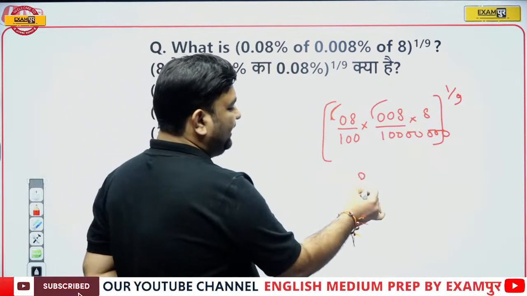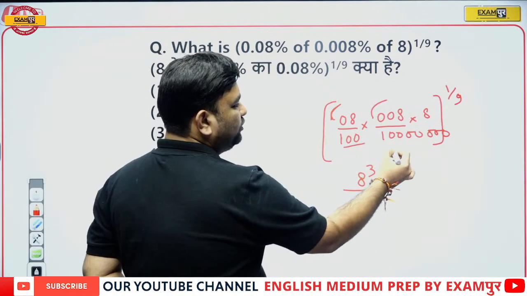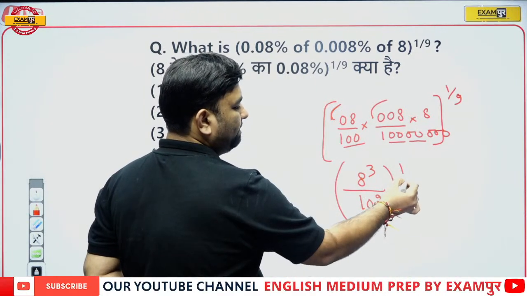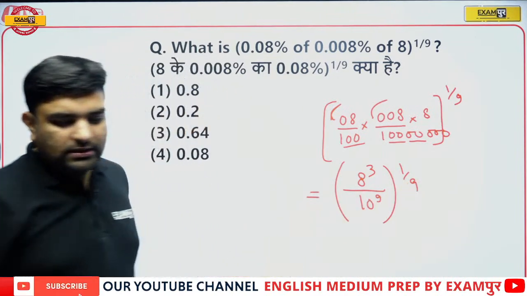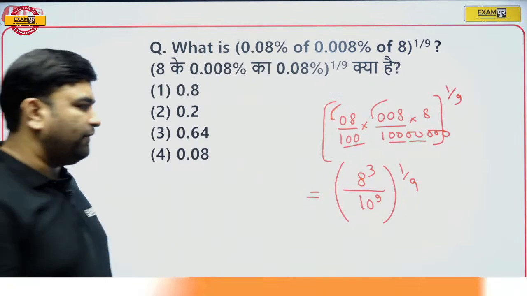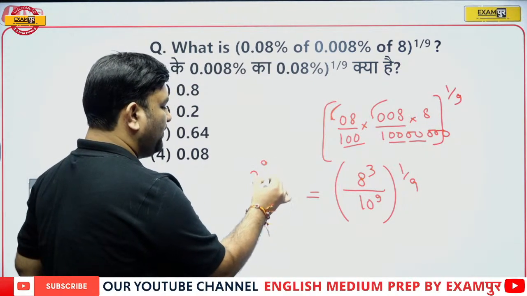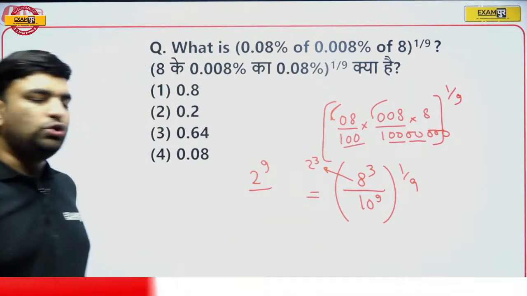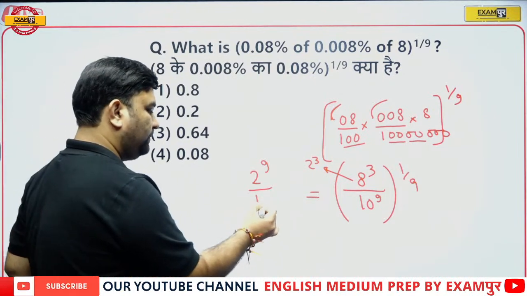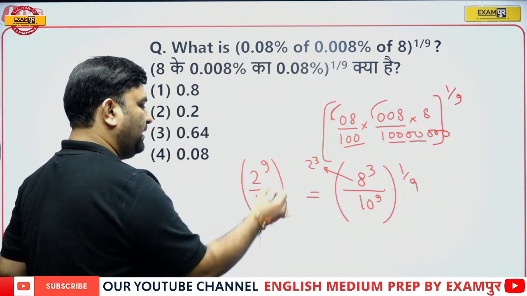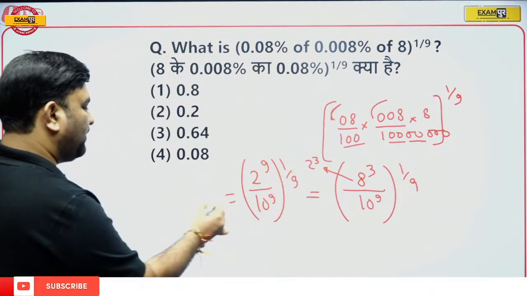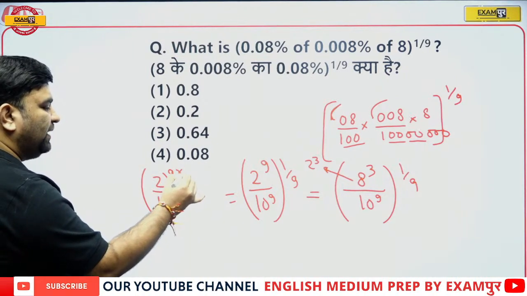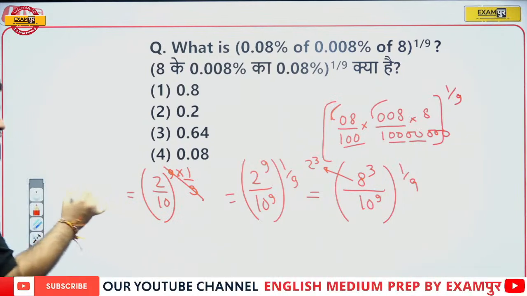So it is basically 8 ka cube in the numerator and 10 to the power 9 in the denominator. Try to write the numerator also in the power of 9. It can be written as 2 ki power 9 because 8 is 2 cube, so 2 cube into 3 is 2 ki power 9. Raised to the power 1 by 9, we can write it as 2 by 10 ka whole power 9 into 1 by 9, which is 0.2.